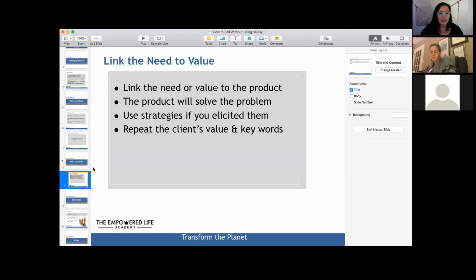Everyone has strategies for everything they're doing in life. One of them is a decision to buy strategy. So there's a way that you can elicit that strategy. When you understand their strategy, you can sell to them using their strategy. And then you're repeating the client's values. So that's what they just gave you when you asked the most important question. You repeat their values and their keywords, anything that they've said that's interesting.